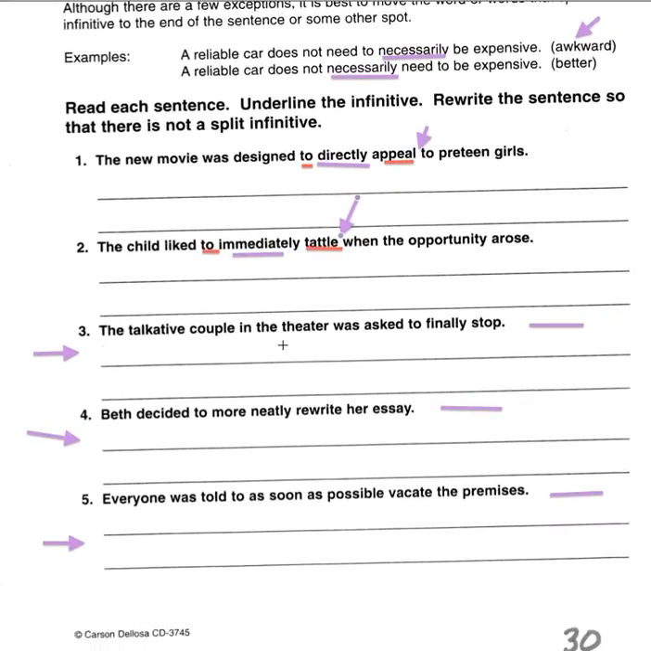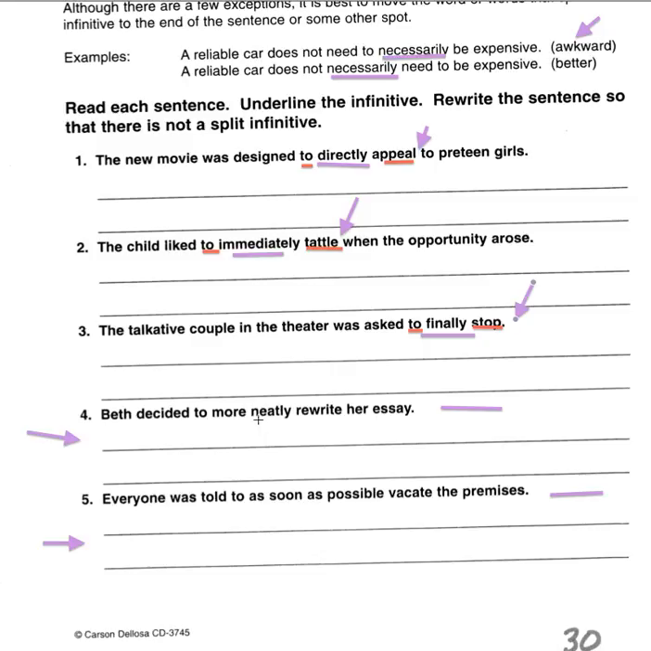Number 3, the talkative couple in the theater was asked to finally stop. Well, let's look at what is our infinitive, and we have the word to. And here's our verb, stop. There's our infinitive. But the word that we really need to move around is the word finally. That's just in an awkward spot. So let's try and grab that arrow. The talkative couple in the theater was finally asked to stop. And you're going to find here that most of these make the most sense when you move that adverb after your infinitive. Let's look at number 4.